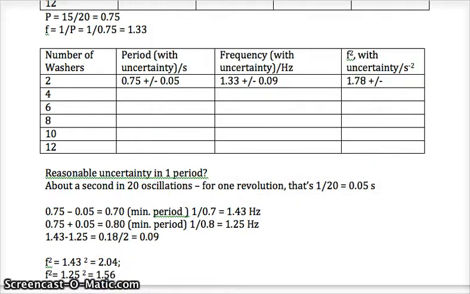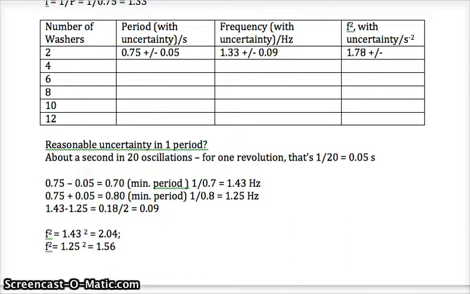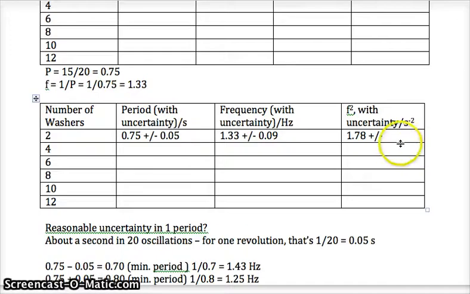So that's the minimum and maximum frequency squared, and the difference between them is 2.04 minus 1.56, which is 0.48. Half of that is 0.24. So our uncertainty in f squared is 1.78 plus or minus 0.24. That should do it. Let me know if you have any other questions.